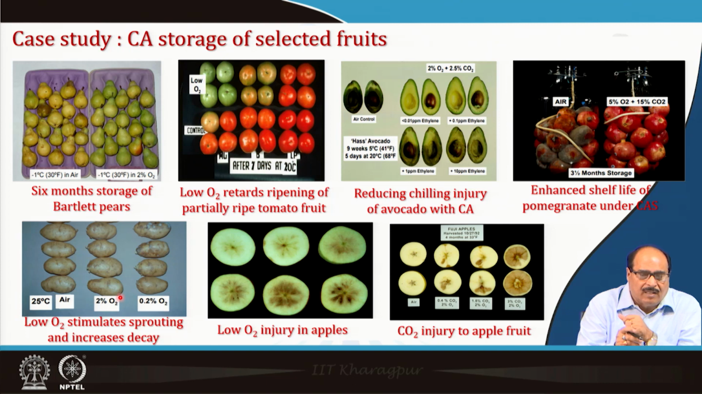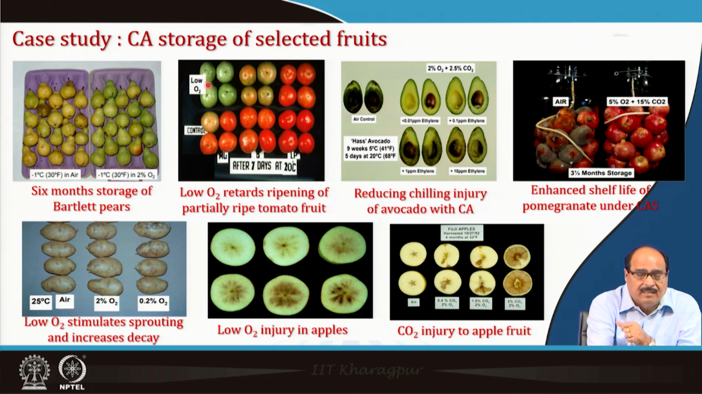Here you can see some case studies of selected fruits in controlled atmosphere storage, like 6 months storage of Bartlett pears. You can see this is at 30° Fahrenheit, that is -1 degree Celsius, in ambient air, and then -1 degree Celsius in a 2% oxygen environment, and you can see the difference. Similarly, for tomato, low O2 retards ripening of partially ripe tomato fruits.